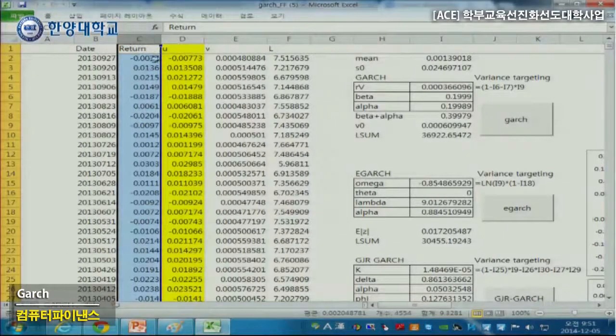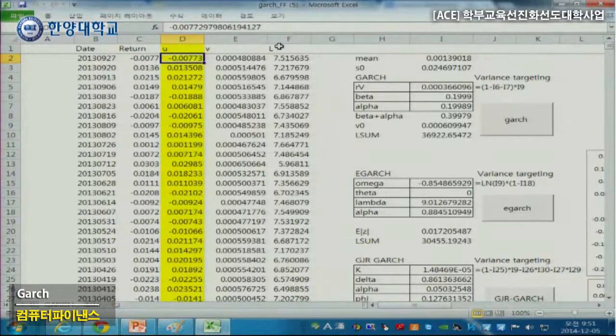Okay? And in order to change it to continuous return, what I did is I simply took a log of 1 plus this one. Okay? Then I have a continuous version of the return.